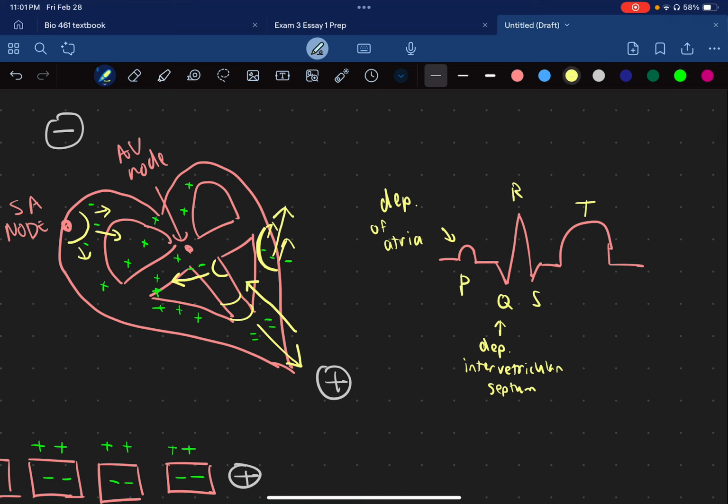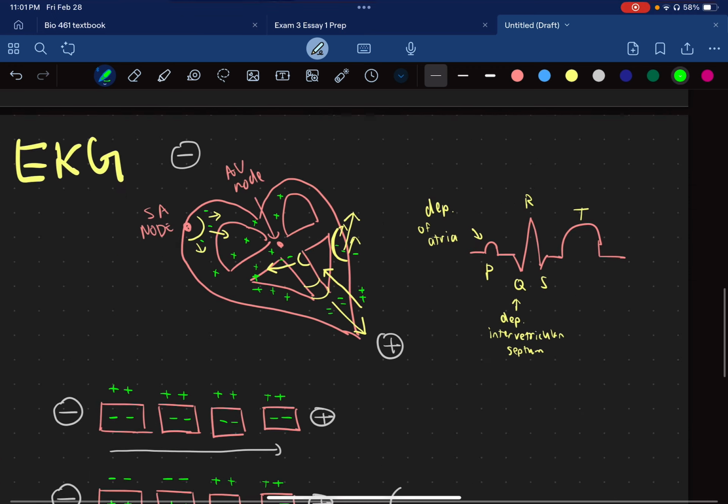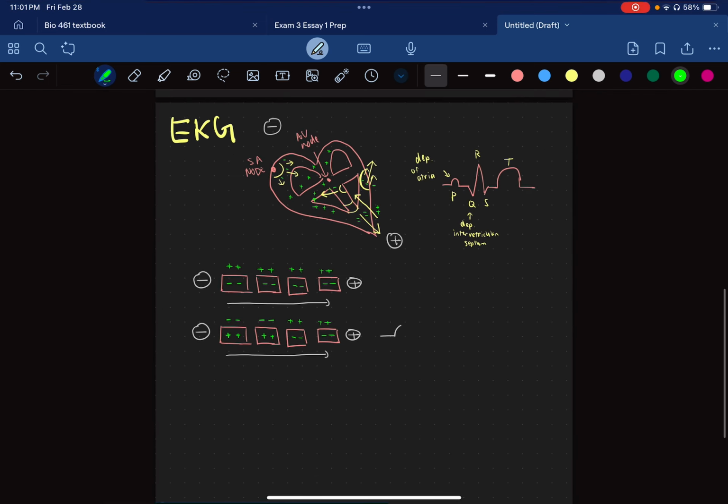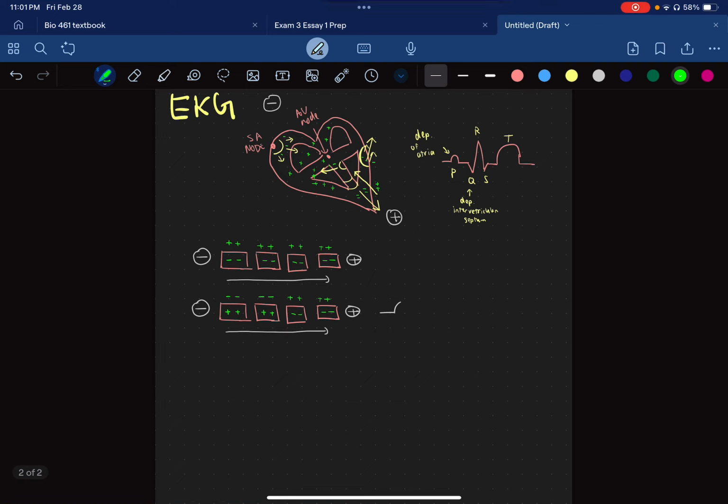Repolarization is going to happen in this direction. And now instead of having a negative tail, we're going to have a positive tail. So we're going from epicardium to endocardium is going to be our repolarization. And that is going to cause our big T wave as the entire heart repolarizes. So that's the basics of our EKG.